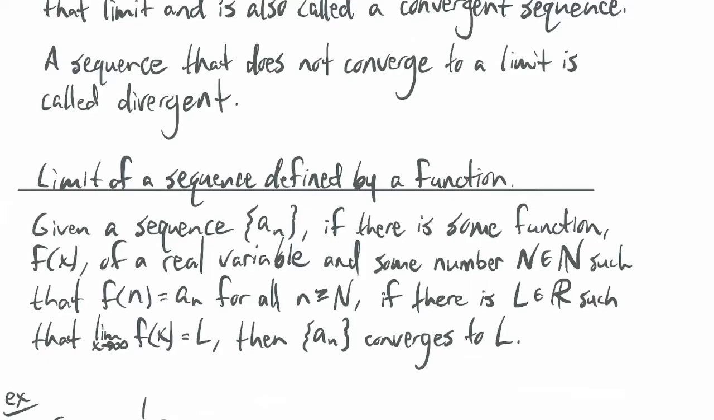So the limit of a sequence defined by a function. Given a sequence a sub n, if there is some function f of x of a real variable and some number big N in the natural numbers, such that f of little n equals a sub little n for all little n greater than or equal to big N, if there is an L in the real numbers such that the limit as x goes to infinity of f of x is L, then this sequence a sub n converges to L, okay?